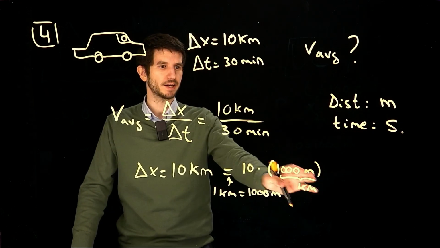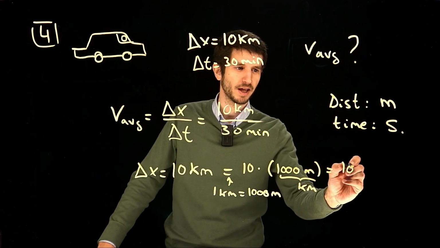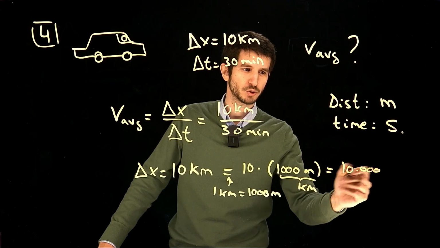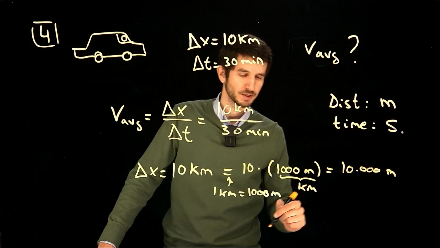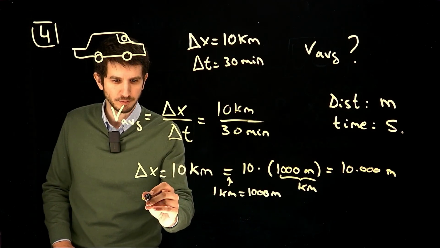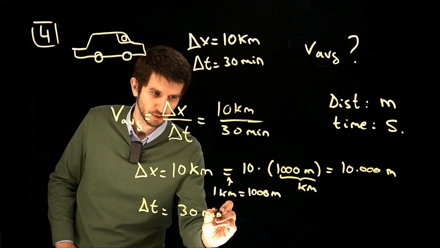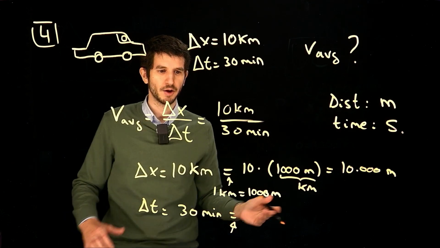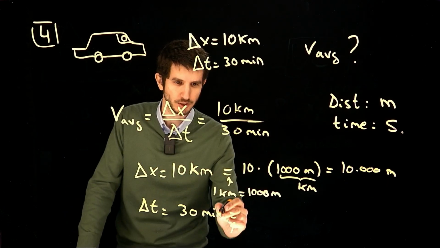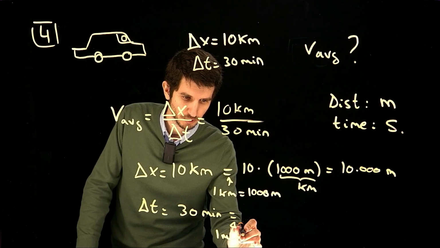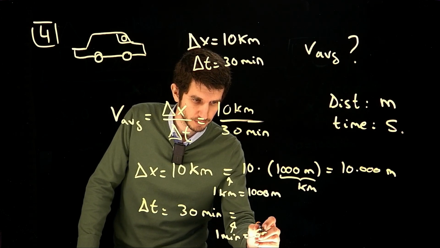So you see it's exactly the same thing. At the end I just find that I have 10 followed by 3 zeros, or 10 to the 4 meters. Now we can do the same for time, and in this case we have 30 minutes. Now the key, of course, is to realize how we can convert from minutes to seconds, and as you know, 1 minute is equal to 60 seconds.